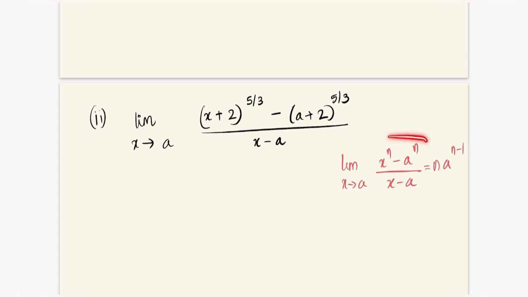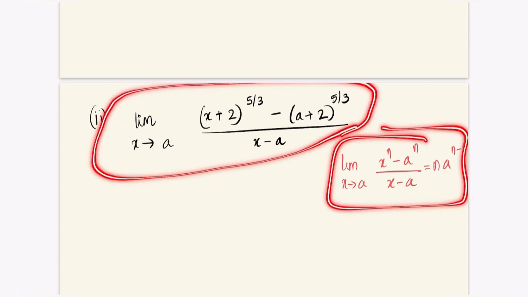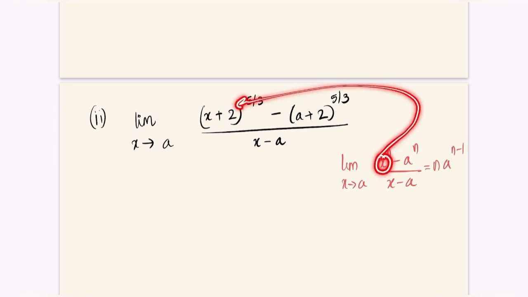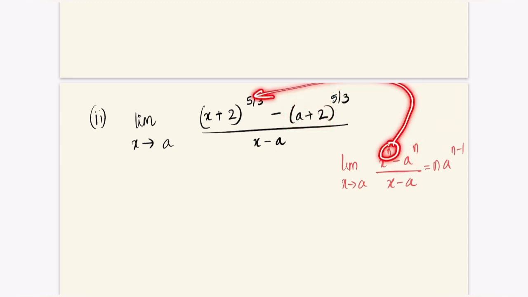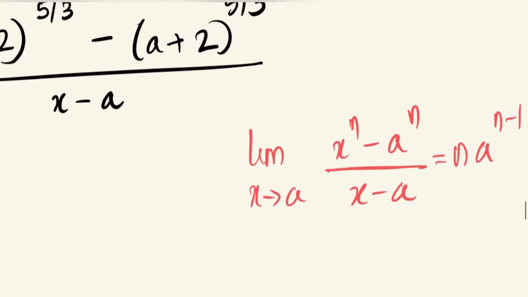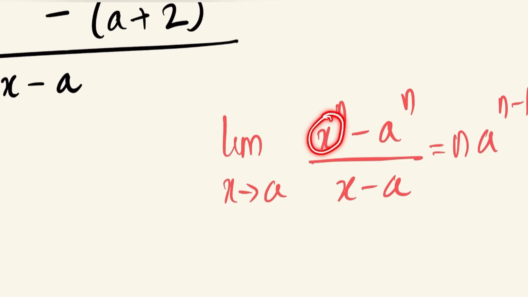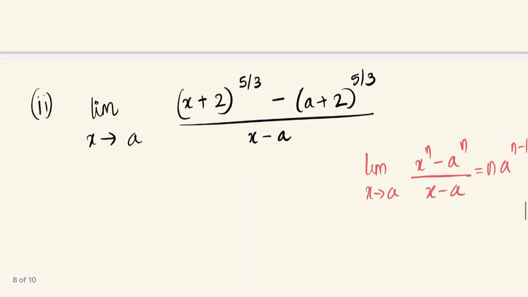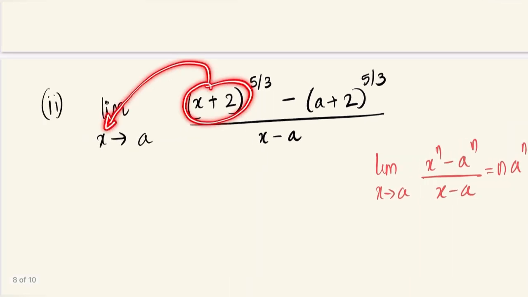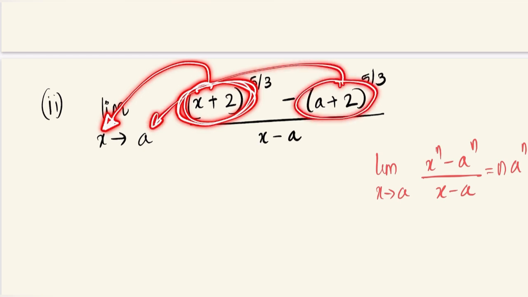The only difference between this formula and the given question is that the x is not so direct. In place of x, you have an x plus 2. In place of a, you have an a plus 2. In place of n, you have 5 by 3. That's fine. But you can also note that whatever variable you see over here should also appear over here, and whatever constant you see over here should appear over here. In this case, this is not the case. It is x plus 2 here in the numerator, but it is x here under the limit. It is a plus 2 over here and it is a over here.